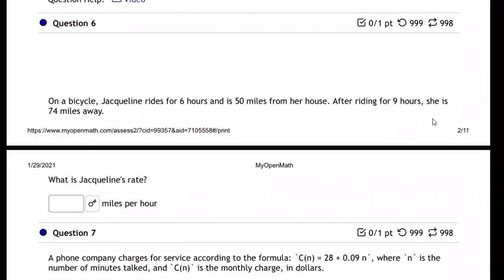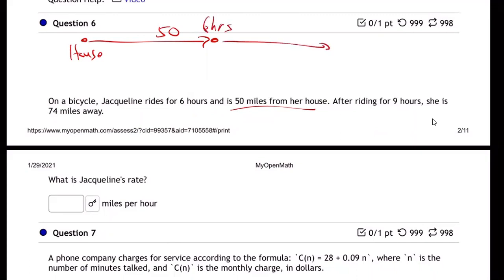So basically, you got Jacqueline. Here's her house, a little visual here. It says she rides for 6 hours and is 50 miles from her house. So she's here, 50 miles away from her house, and that's after 6 hours. And then she keeps going. After 9 hours, she is now a total of 74 miles away, all the way from there to there is 74 miles.